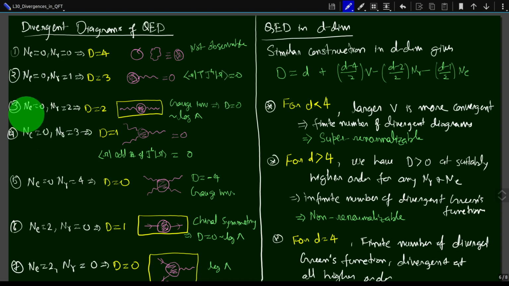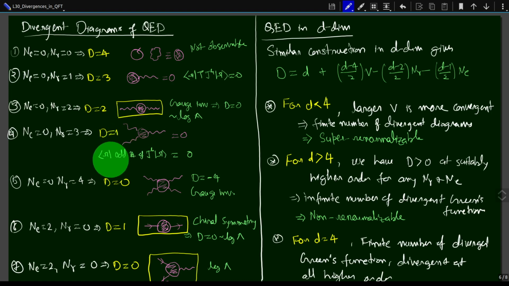Now I go for NE equal to 0 and N gamma equal to 2, that gives me degree of divergence 2. That was also there on the first slide. So this is a divergent piece, but with gauge invariance the degree of divergence comes down to D equal to 0. That means it's logarithmically divergent, but it's still divergent, it's not finite. And for NE equal to 0 and N gamma equal to 3, this will be degree of divergence 1, with 3 photons in it.